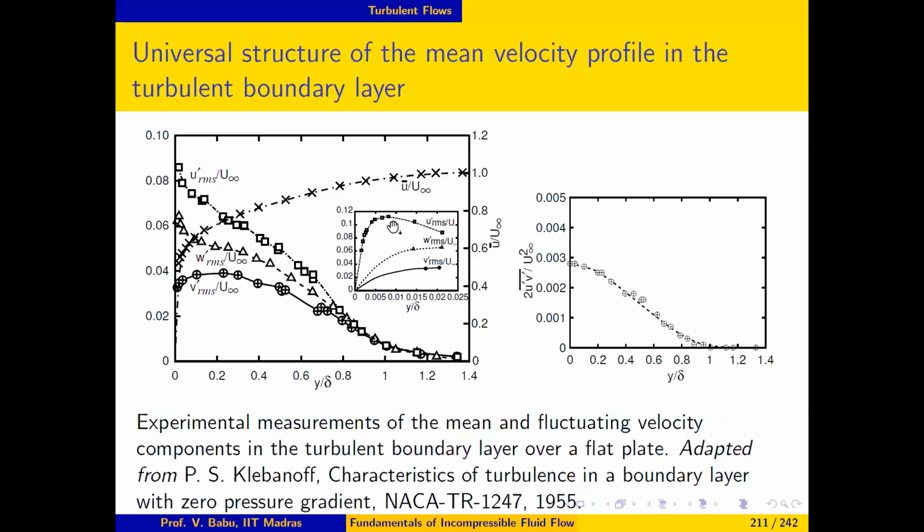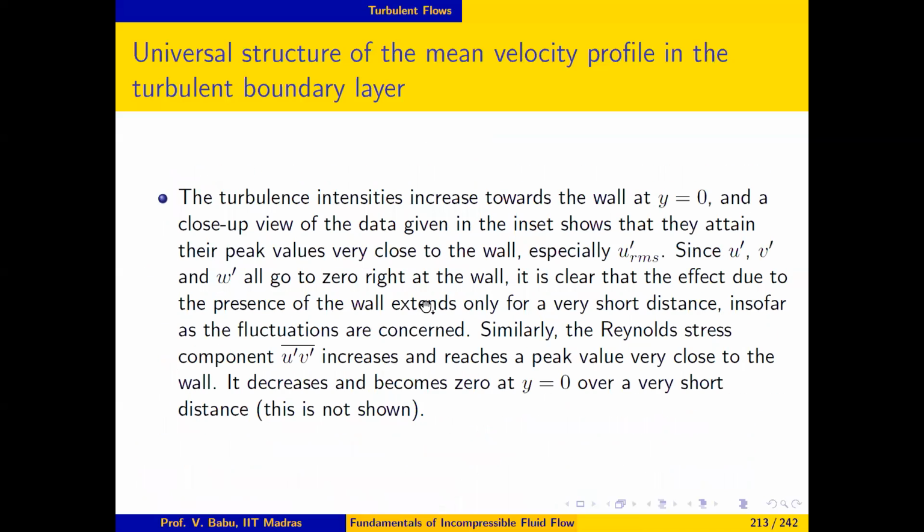So in this region, fluctuations are very small, and the flow in fact behaves as if it's a laminar flow in this case. It is steady without any fluctuations, and only the mean component is present. The same thing can be said about the U prime V prime Reynolds stress component also. It reaches a maximum close to the wall and then decreases to zero. So that is what we have summarized here.